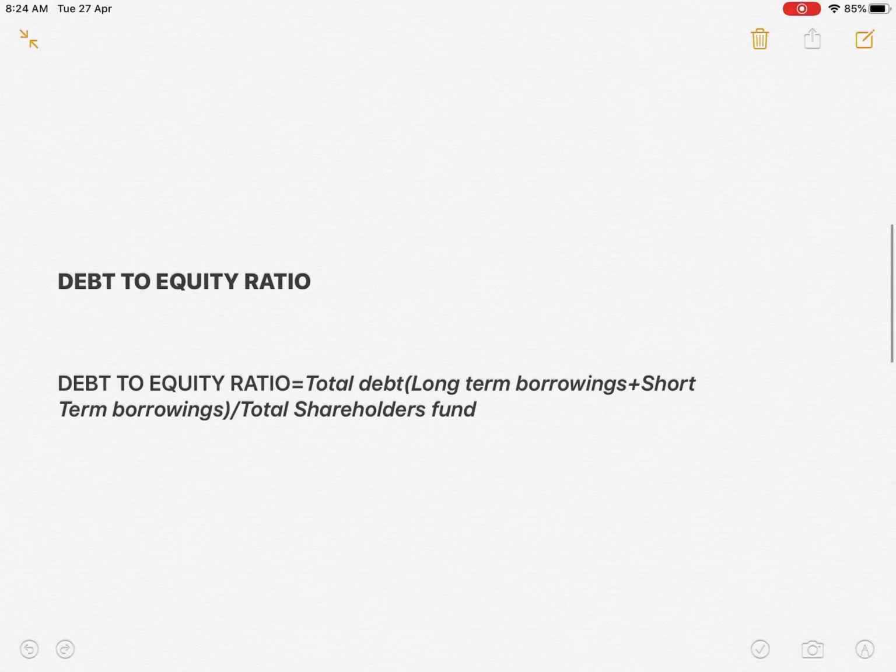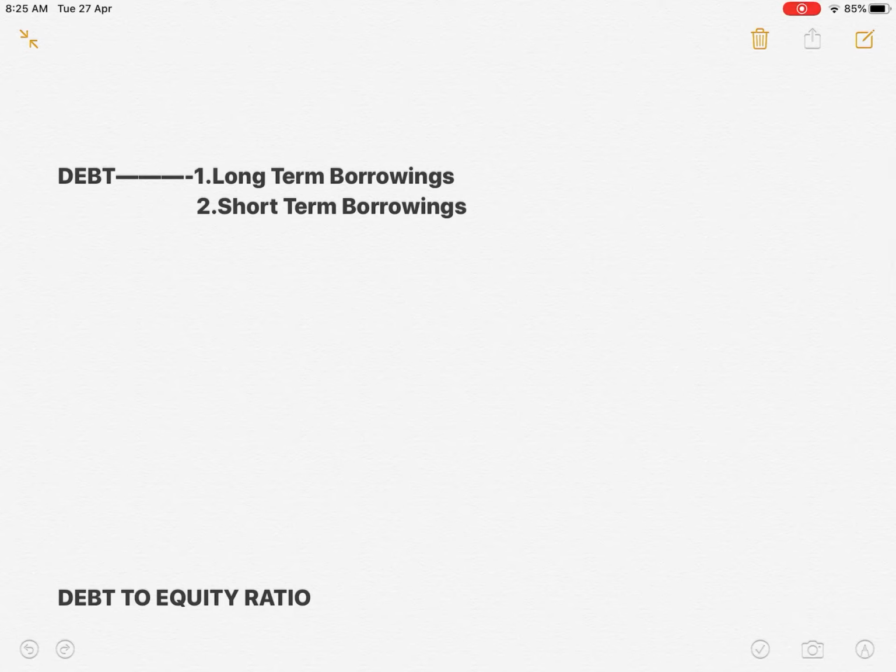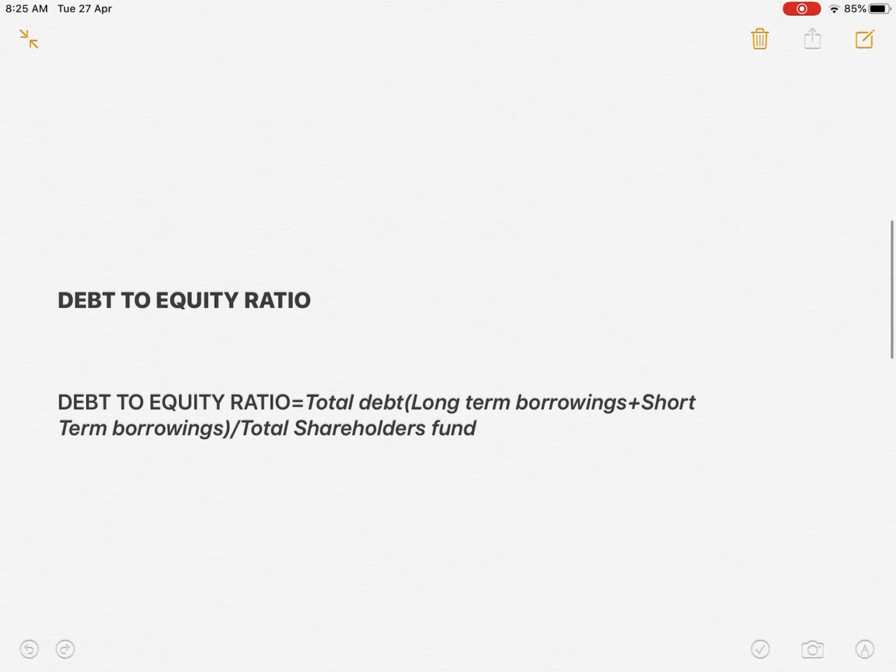Today we will discuss what the debt to equity ratio is and how to calculate it. First of all, what is debt? Debt is of two kinds. One is short term borrowings and another one is long term borrowings. And the debt to equity ratio is calculated by this formula.